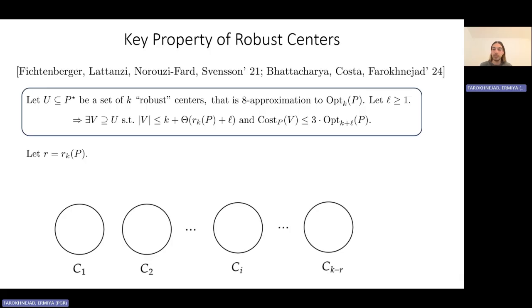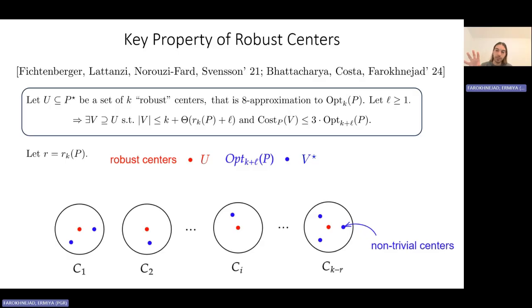Since R is the redundancy, intuitively it means that there are K minus R parts far away from each other. Let's say their distance is infinity. Now let's say U is the robust centers. We know that it's an 8 approximation, so this solution U should hit all of these parts. And now let's say V star is the optimum K plus L median in the space.